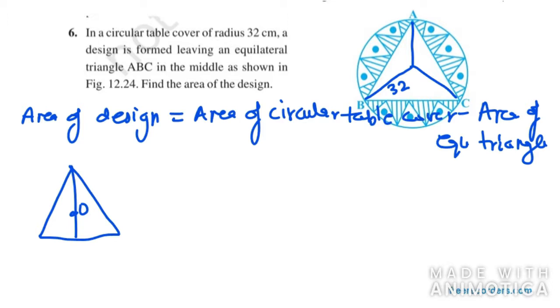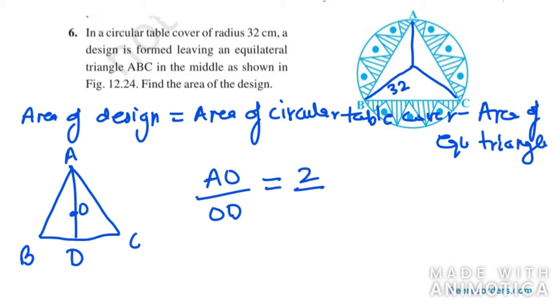And whenever we draw a centroid, it means that we are dividing it into two parts, that is AO over OD equal to 2:1. That means the OA value is given to us, that is 16, because the radius is given to us. OD is not given to us. No, sorry, it is not 16, the radius is 32, so it will be 32 here.